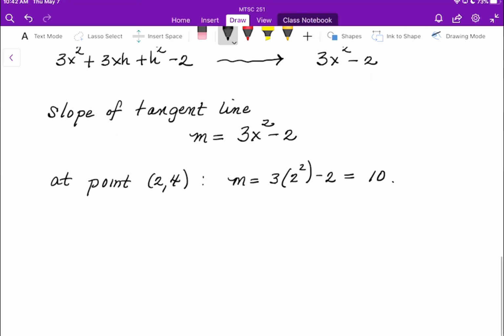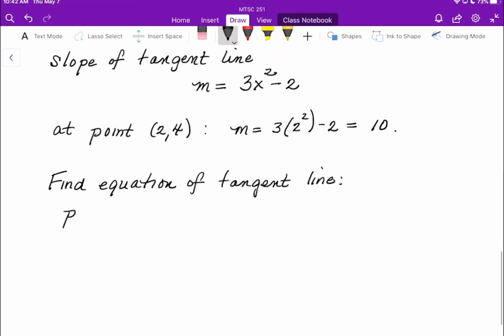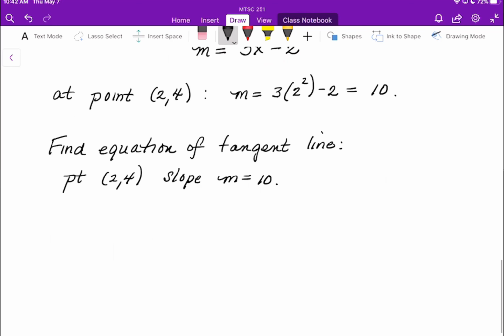Lastly, if you're asked to find the equation of the tangent line, we have a point, and we have a slope. So the equation of the tangent line using the point slope form would be y minus 4 is equal to 10 times x minus 2.